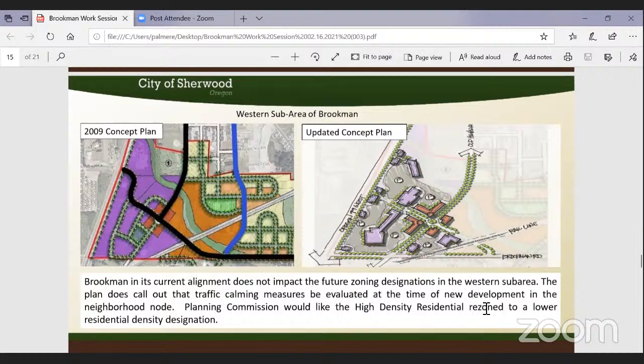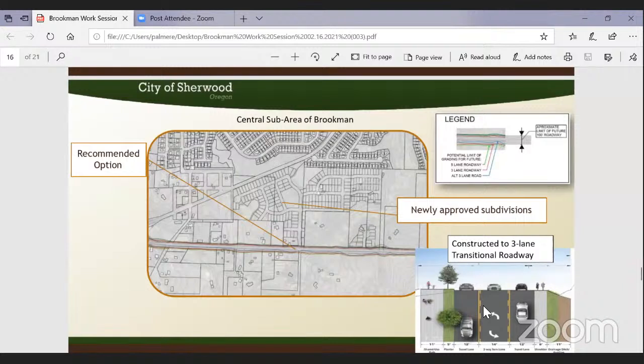But as you can see here, Brookman in its current alignment still allows for that neighborhood node and that light commercial, like business park uses along Highway 99. So in the central sub area of Brookman, it remains the same as where it is now. And our preferred approach in the interim is to construct that 3-lane transitional roadway and obtain enough right of way to the north where ultimately the 5-lane arterial could be built.